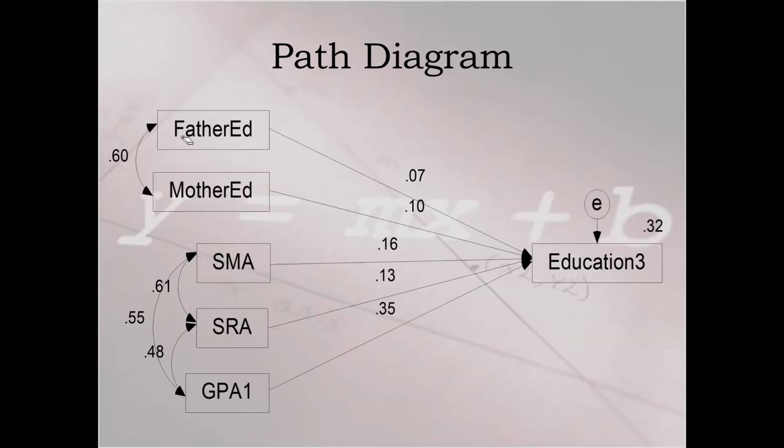When I actually ran that model, by the way, this is the output that I got. This represents the standardized covariance between mother ed and father ed. Standardized covariance is the same as a correlation. This represents the covariance between SMA and SRA. This represents the covariance between SRA and GPA. And this represents the covariance between SMA and GPA.